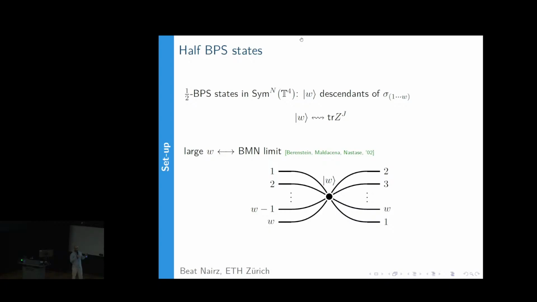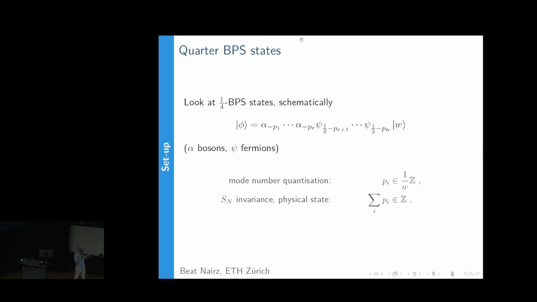Okay, these states are protected, so to have something more interesting, we have to go one less BPS, which are the quarter BPS states. And they are actually descendants of these half BPS states. Schematically, they look as follows. You pack on all the fields you want, as long as they are left moving. This is a quarter BPS state. And these fields, these alphas are bosons, psi's are fermions, and they have a mode number p. These p are quantized in units of 1 over W.